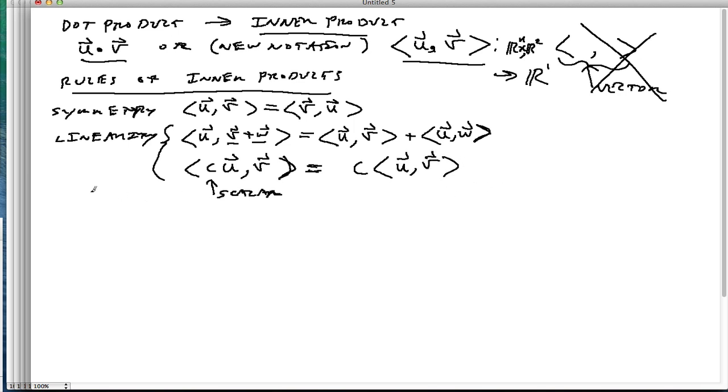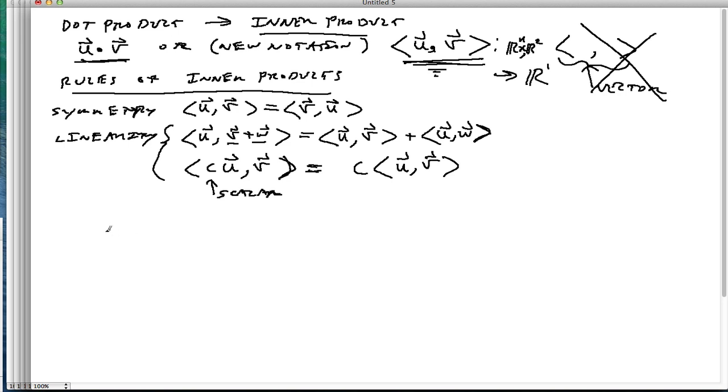You can verify these properties for the dot product for sure. And we'll develop some other examples of inner products that aren't the dot product. They're defined differently, and they work on different vector spaces, including function space. We'll do that a little later.